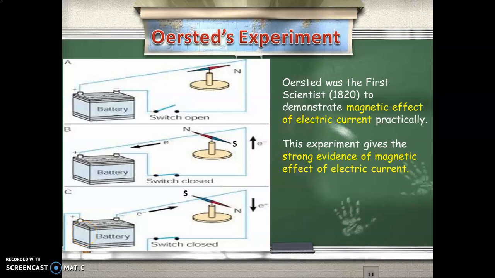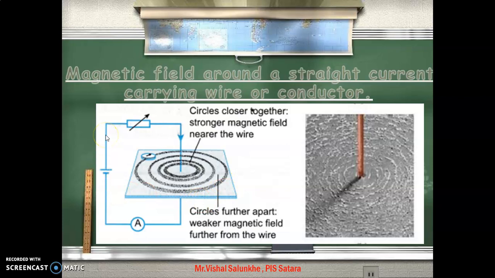Students, in the last lecture we have seen Oersted's experiment. It was the first experiment to demonstrate the magnetic effect of electric current. So today we'll see the magnetic field around a straight current carrying conductor or wire. As we know, a current carrying conductor wire produces a magnetic field around it.